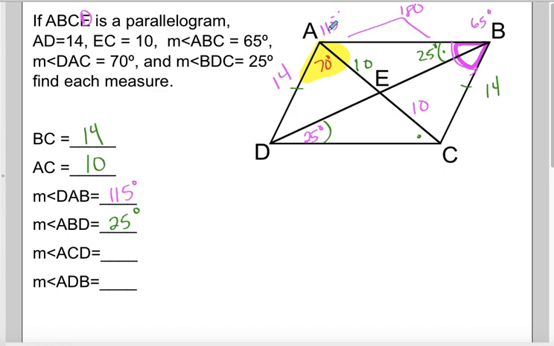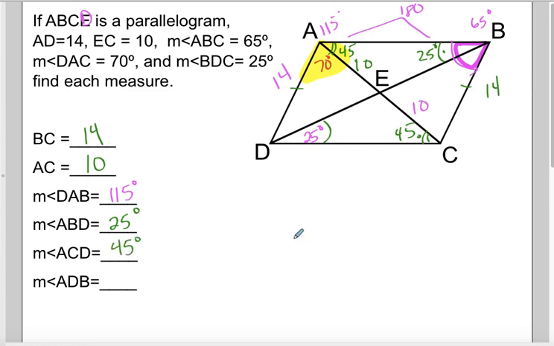We've already found that 115 is this whole angle up at the top. And we know that part of it is 70. So if we subtract 70, we get 45 for this remaining part at the top. That angle is congruent to this one down here that we're trying to find. So angle ACD is 45 degrees.